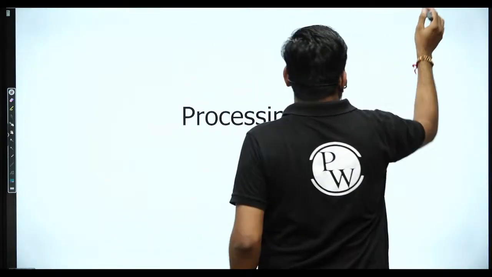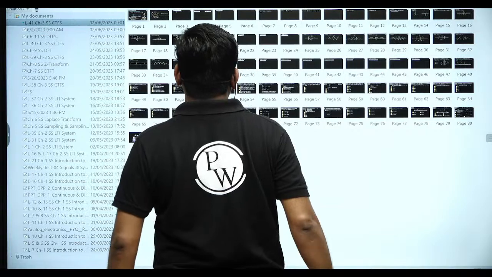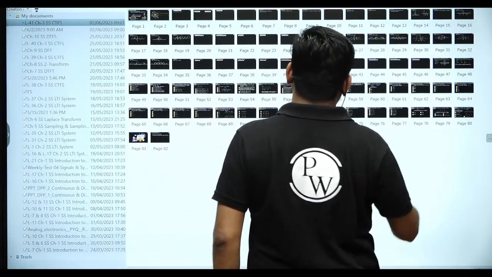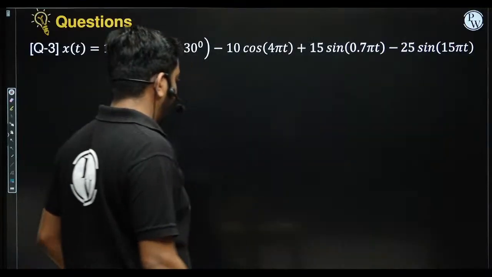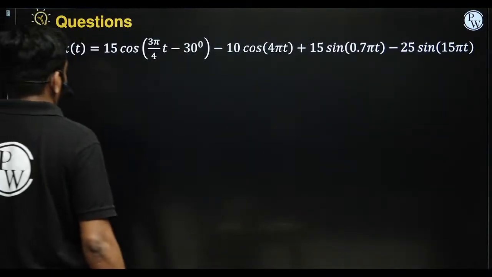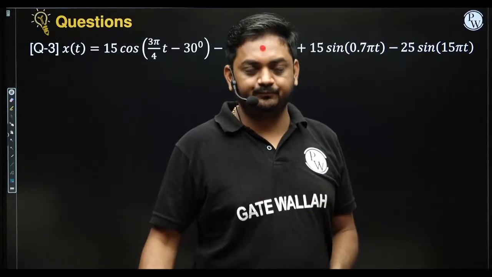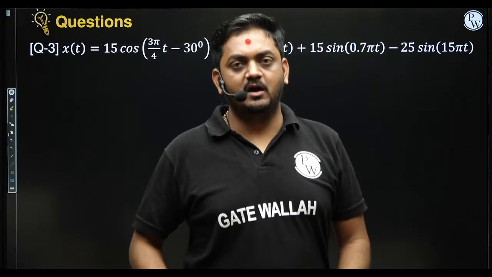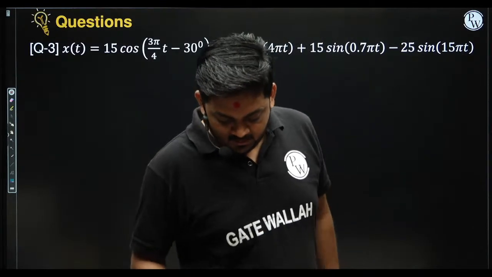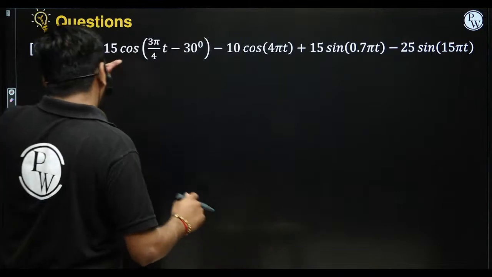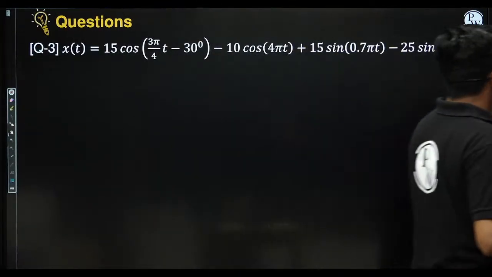We have started to solve some questions, and I think we solved 2 questions. Now next, this question number 3, guys. We have to find the Fourier series coefficients and the harmonic number. Which harmonic is there? So here, what is your first step, guys? What is the first step here?